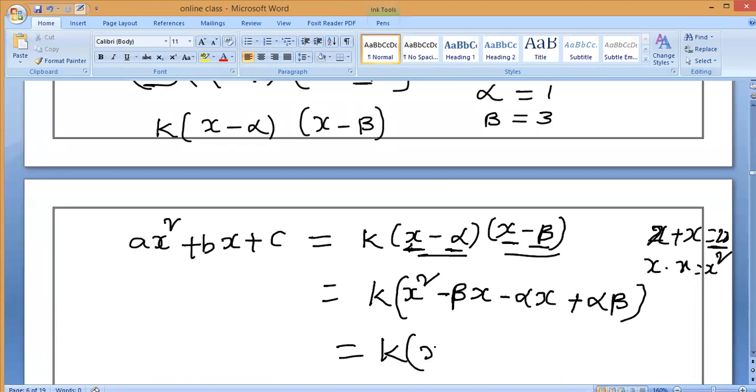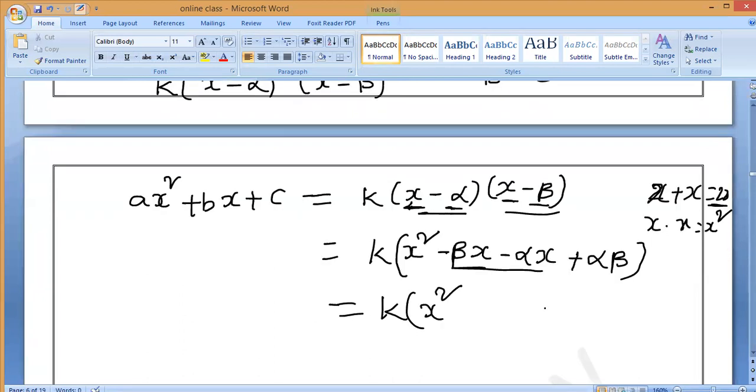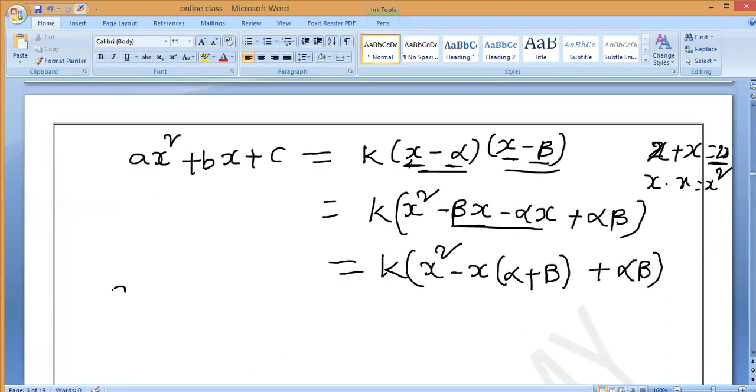So k into x square. Here, what is common in these two terms? Minus x is common: minus x into beta plus alpha, or alpha plus beta, both are the same, plus alpha into beta. Here these two equations are equal: ax square plus bx plus c equals k into x square minus x into alpha plus beta plus alpha into beta.